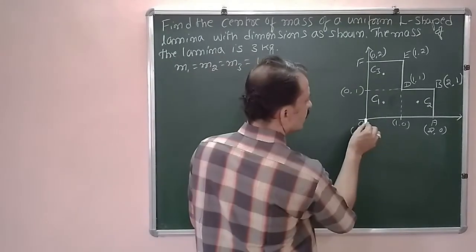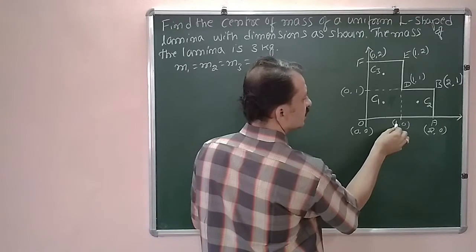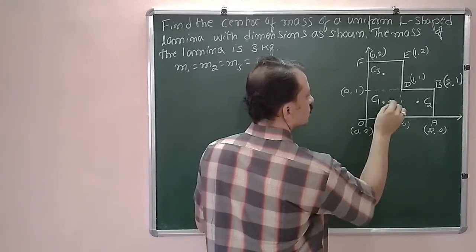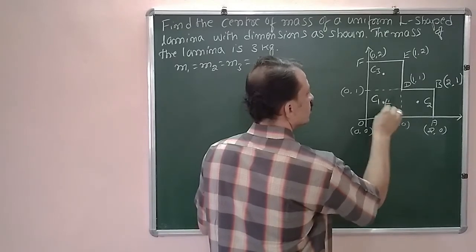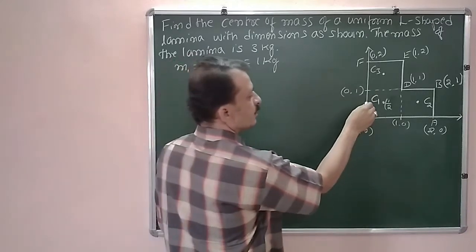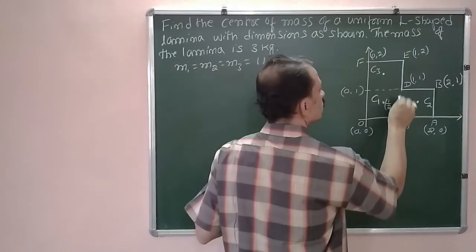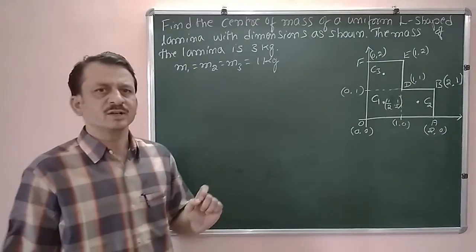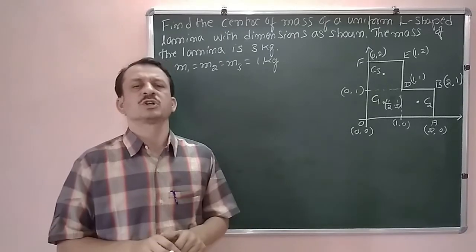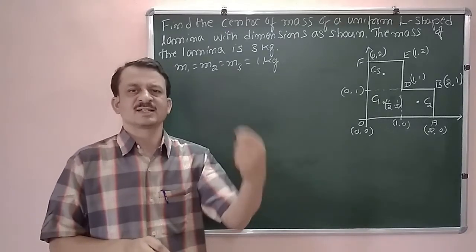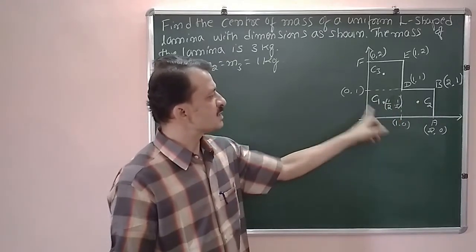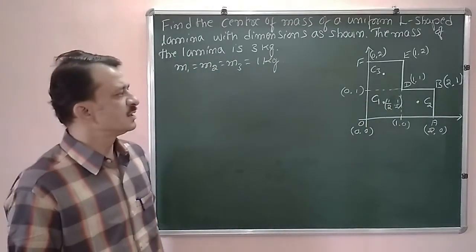Look here, from here to here it is 1. This midpoint becomes 1 by 2. Here to here it is 1 on the y-axis. The midpoint becomes 1 by 2. Why have we chosen the midpoint? We know that in the case of a square with uniform distribution of mass, the center of mass is exactly at the center. This center point is half from the x-axis and half from the y-axis.